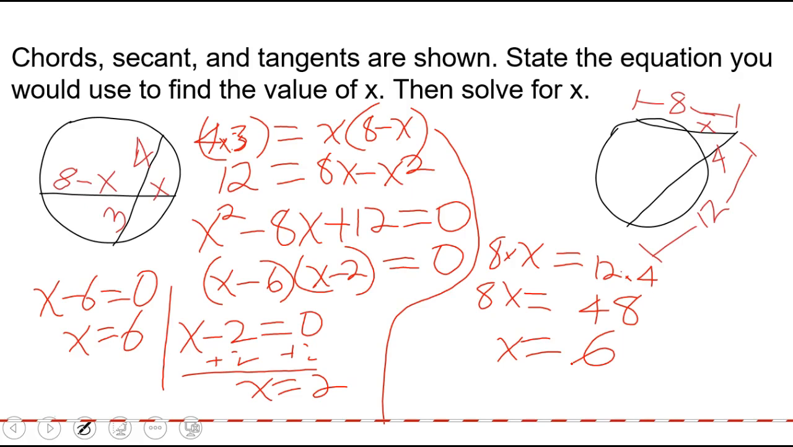Okay? So the common mistake people would make here, they think, oh, x is equal to 4 because it looks like a tangent here. So watch for stuff like that. It's not a tangent because it touches the circle in two places. See that? Okay.